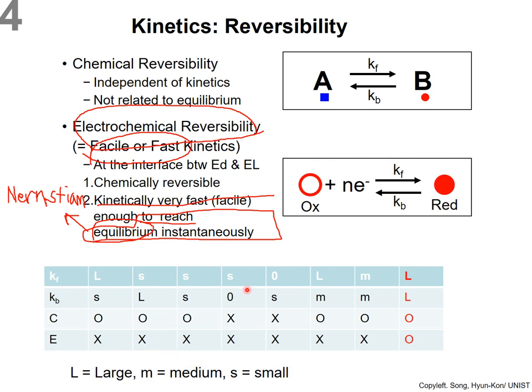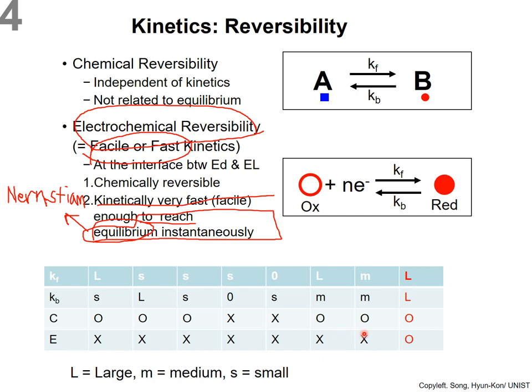How about the fourth situation? We don't have any backward reaction, so the only thing we have is a very slow forward reaction. In that case, we cannot say chemically reversible nor electrochemically reversible. And the other case is also the same. With large and middle chemically reversible, middle forward and middle backward, it is chemically reversible, but we cannot say electrochemically reversible.